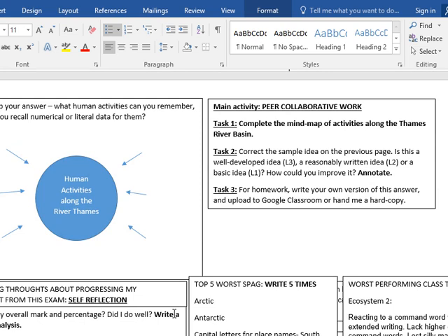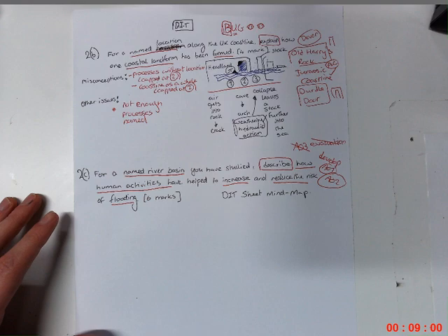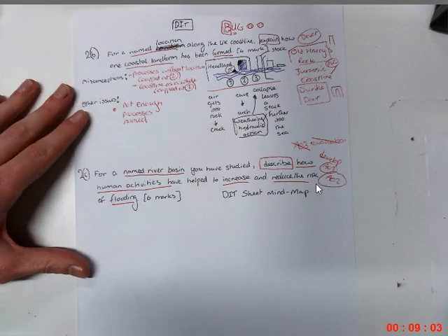Okay. Now, your teachers might want to pause at this point and let you fill in this mind map. It shouldn't take you very long. Mind map your answer. What human activities can you remember, and can you recall numerical or literal data for them? Okay, and you've probably restarted the video, so we're just going to mind map and see what you came up with. Sorry, late at night, bit tired.